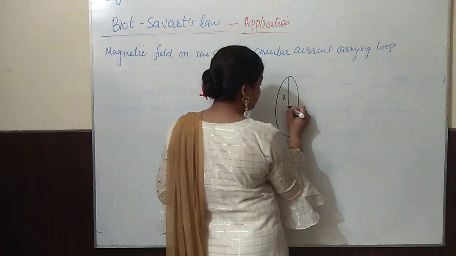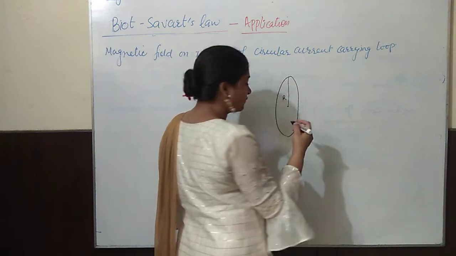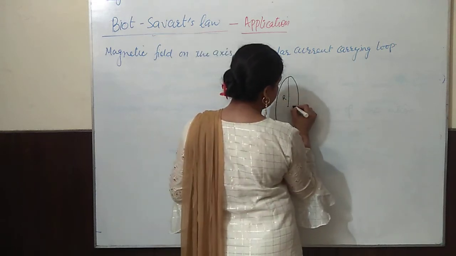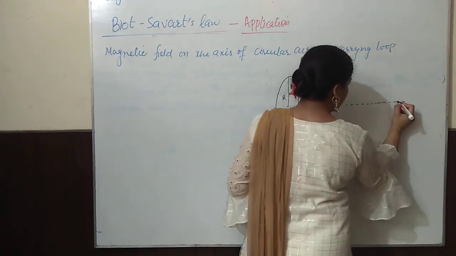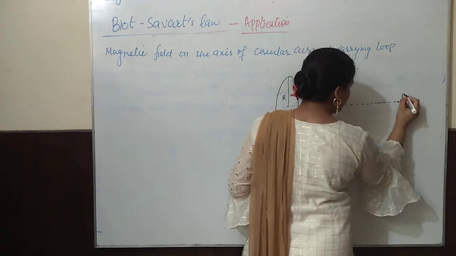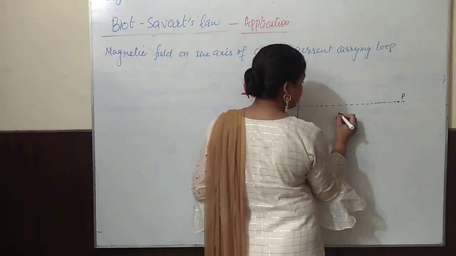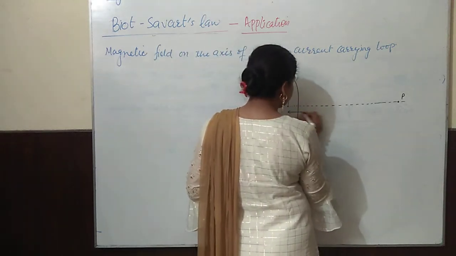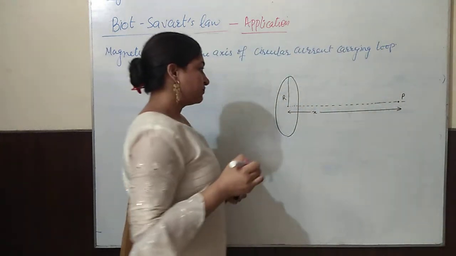As we know, the axis is any line which is passing through the center of the circular loop and is perpendicular to the plane of the loop. So I can consider this as the axis, and let us consider that at point P I want to find the magnetic field, where point P is at a distance x from the center of the loop.